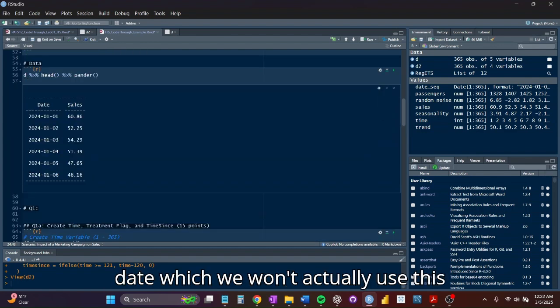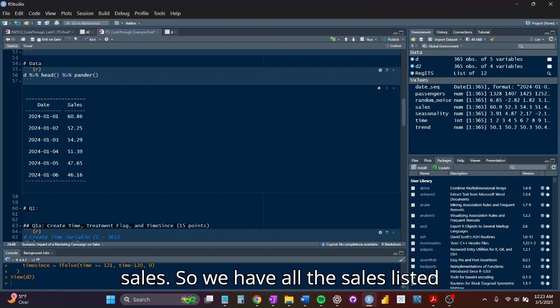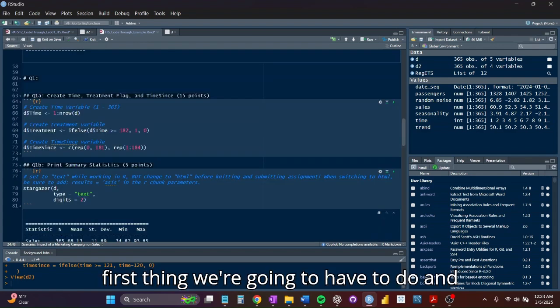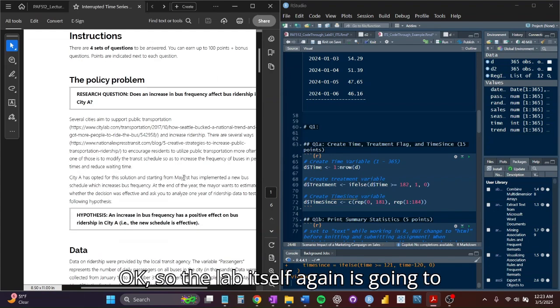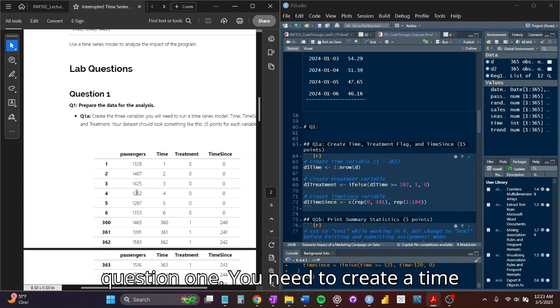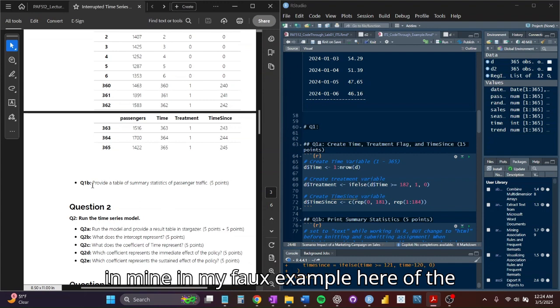So we have a date, which we won't actually use. We're going to create our own time variable, but then we just have sales. So we have all the sales listed over time, and again, 365 observations. So the first thing we're going to have to do, and the same thing you're going to have to do in our lab. The lab itself is going to ask you to create, as part of question 1, a time, treatment, and time since variable. So we're going to have to do the same thing in my faux example here of the marketing campaign.